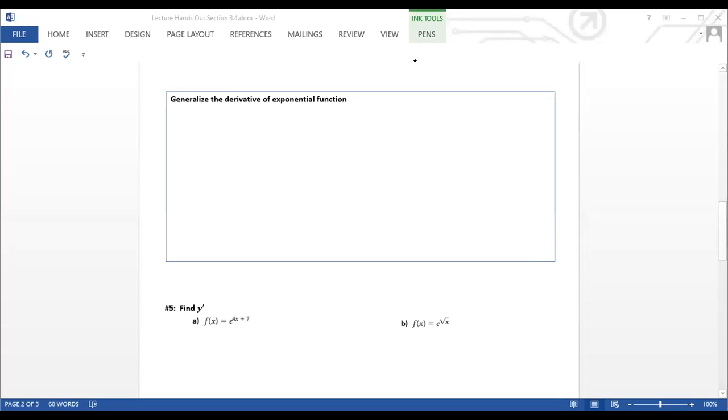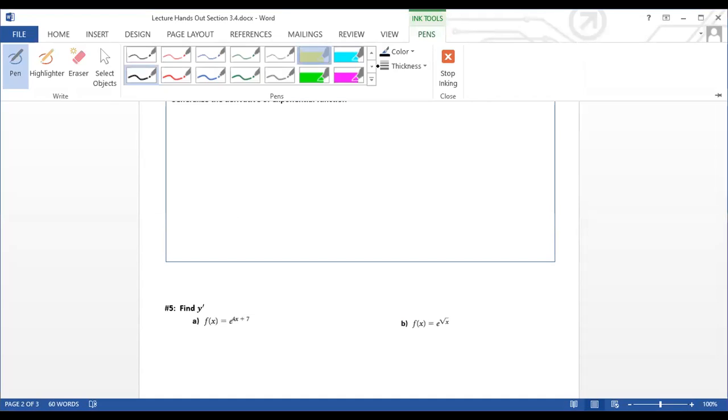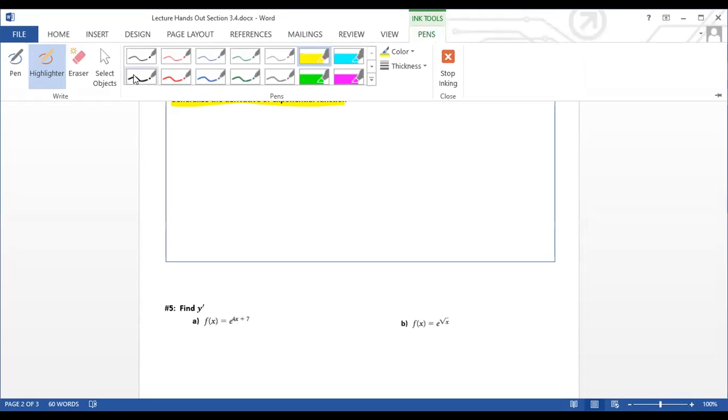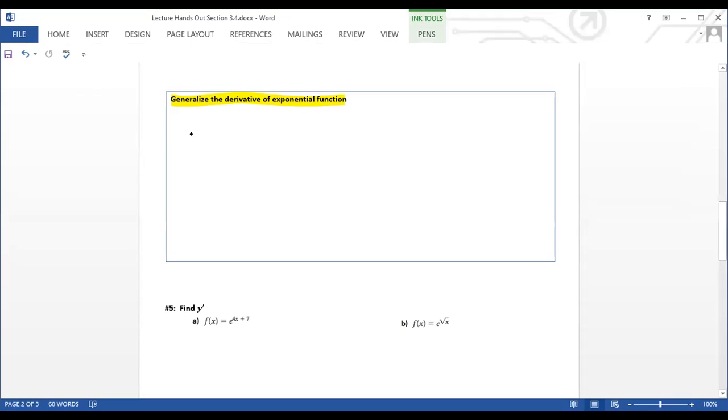This is the generalized derivative for the exponential function. Before we do that, let's start from the very basics. At the first level, f of x is equal to e to the x. What is my f prime of x? We know from the previous lecture, we love the exponential function, it will just be e to the x itself.